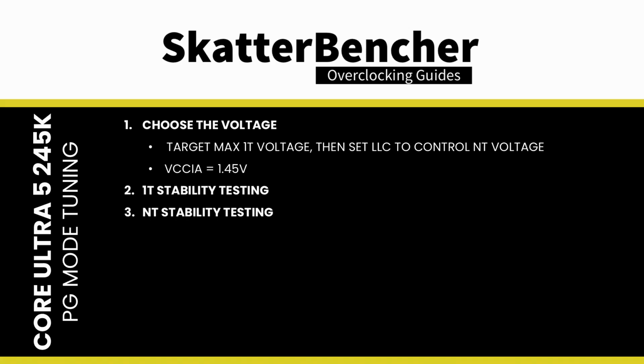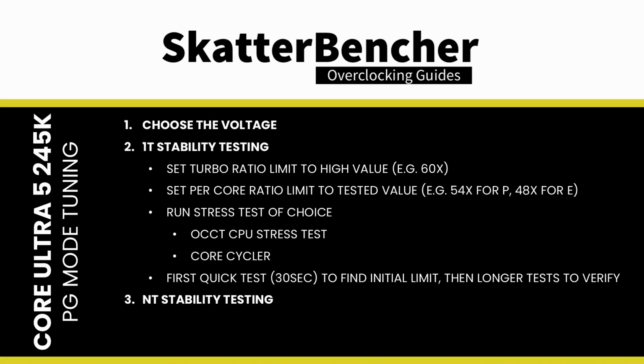In this case, we can simply set the VCC-IA voltage to 1.45 volt, which is equal to the P-core DLVR voltage limit, and about 50 mV more than the E-core DLVR voltage limit. Now we can test the single thread stability similar to how we did it in OC strategy number 2.